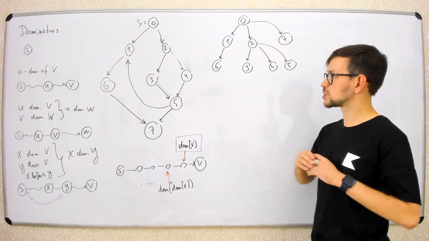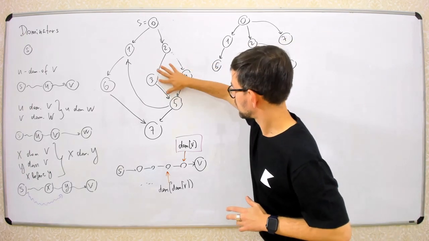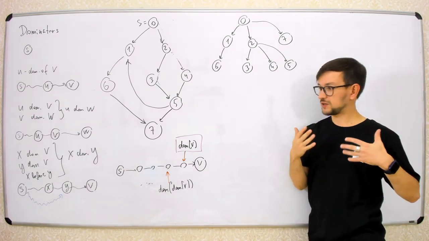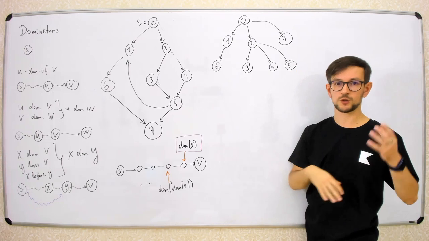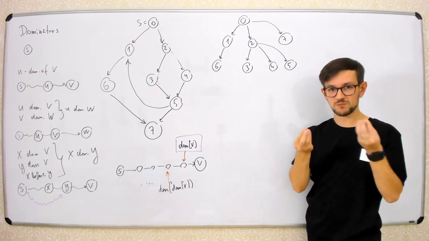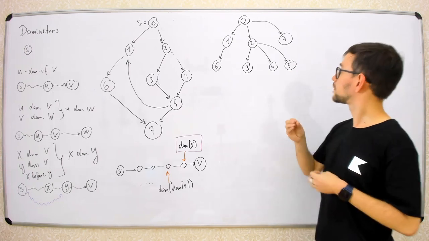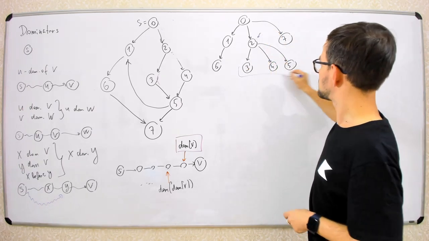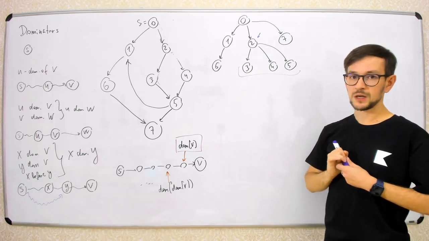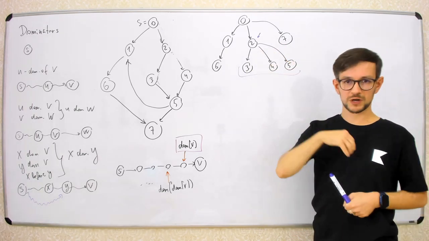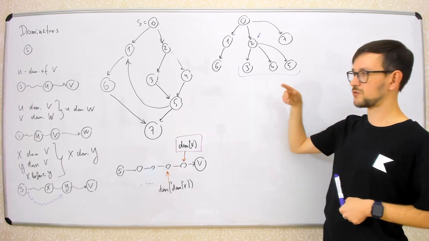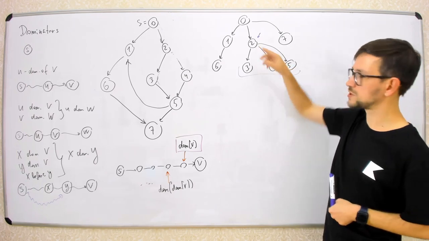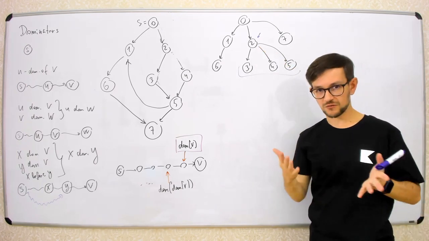So by building this tree and then just investigating what's going on inside this tree, you can get a lot of information about this bottleneck situation in your graph. For example, here we can see that node 2 dominates all these nodes. It means that if you remove this node 2 from the graph, all these nodes will be inaccessible from this node 0. So this node 2 is kind of important for connectivity of your graph, something like that.